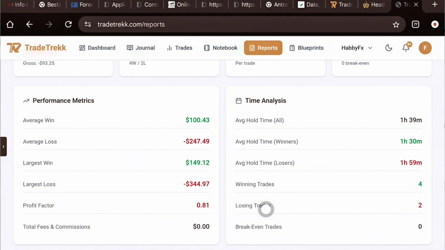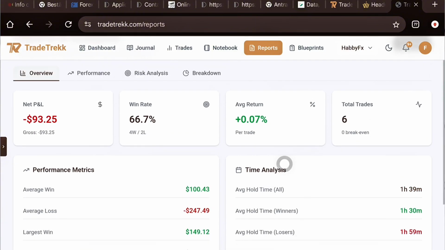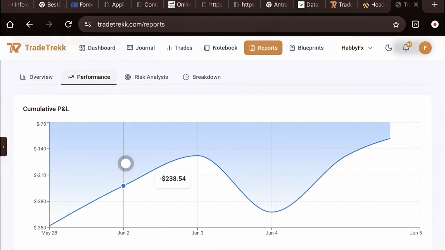And time analysis, average hold time 1 hour 39 minutes. Average hold time for winners 1 hour 30 minutes. For losers 1 hour 59 minutes. And then winning trades, he had about 4, losing trades 2, and then break even 0. Now let's look at his performance. Okay, I think we have seen this.